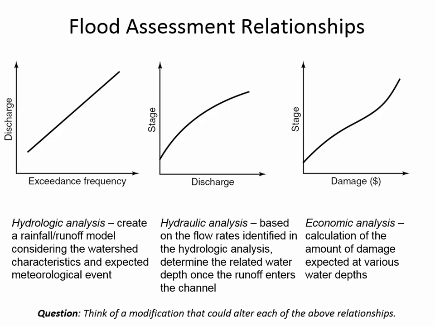Think of a modification that could alter each of the above relationships. So what can the engineer do to change what the flow rate is going to be for a certain exceedance frequency? So you've been doing WMS. What sorts of things change this relationship, exceedance frequency versus discharge? It has to do with the watershed and the rainfall. The engineer can't change the rainfall. The rain is just going to happen when it happens.